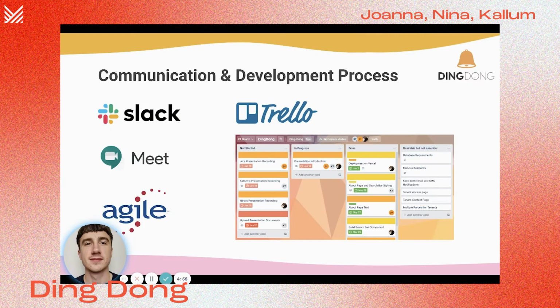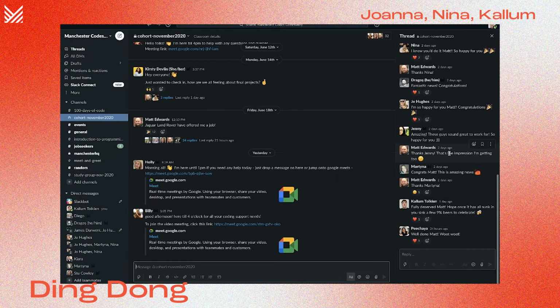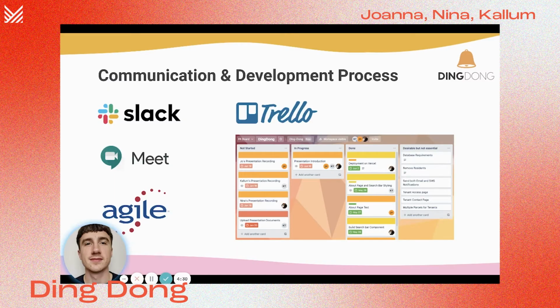I'm going to start by talking a little bit about the communication and coding practices we used while developing Ding Dong. Our main lines of communication were Slack and Google Meets. We used Slack, which I'm sure most of you are familiar with. We used it to stay up to date with each other and arrange meetings. For those meetings, we used Google Meets. We meet 2 or 3 times a week throughout the project.